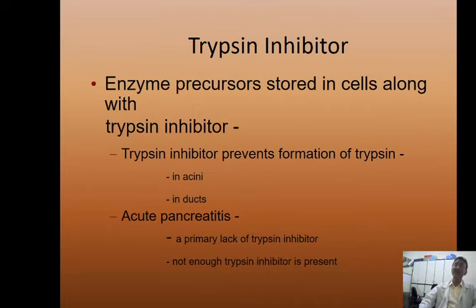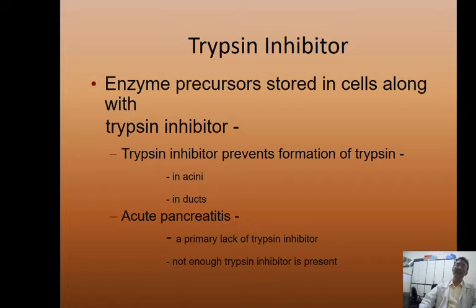So where are these trypsin inhibitors present? The trypsin inhibitor is present in the acini and in the ducts. Then what is acute pancreatitis? Acute pancreatitis means sudden inflammation of the pancreatic cells. What are the pancreatic cells which get inflamed? Two types of cells are present. One is the ductal cells and the other is the acinar cells.